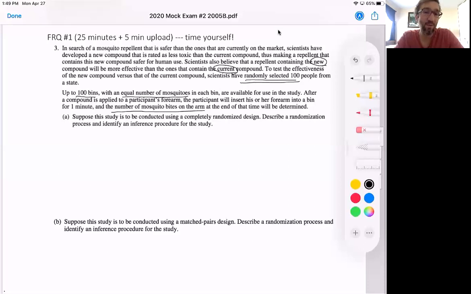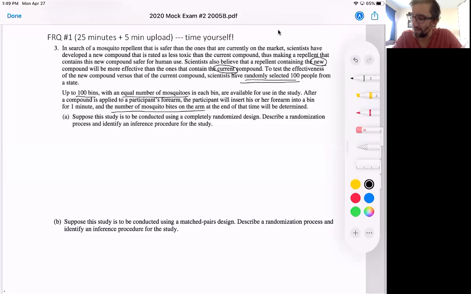You could be asked, like, why is it important that there's an equal number of mosquitoes? That's a form of control. You don't want the new treatment to have bins with 1 mosquito and the current treatment to have bins with 1,000 mosquitoes. You'll obviously have a lot more bites if there are 1,000 mosquitoes. So this is an important form of control, to have the equal number of mosquitoes in each bin. Maybe I should have added that to this question. That would have been smart.